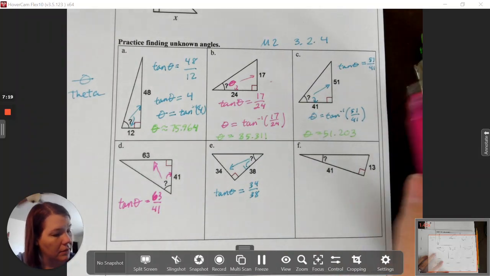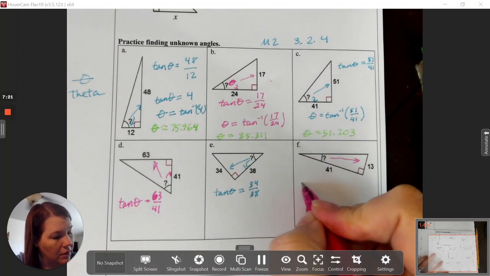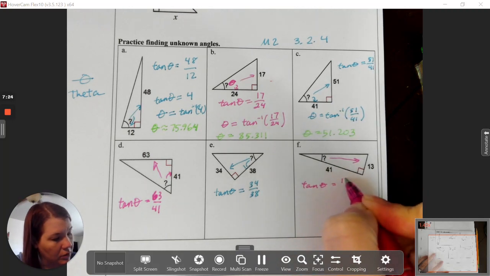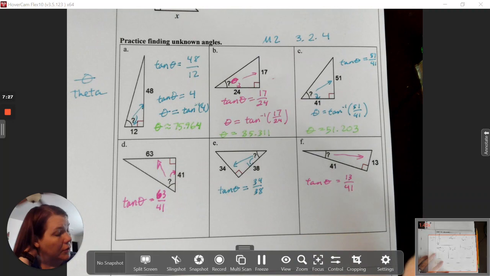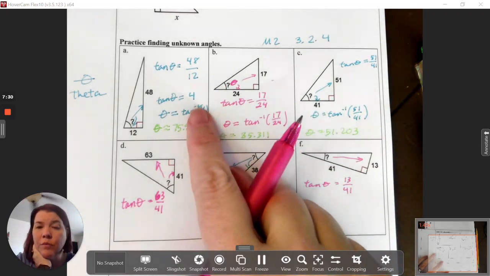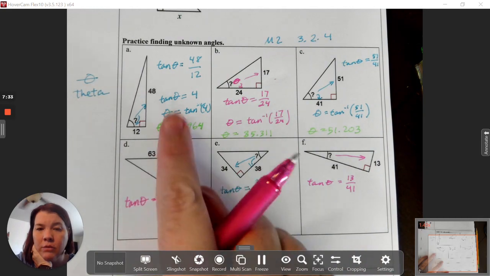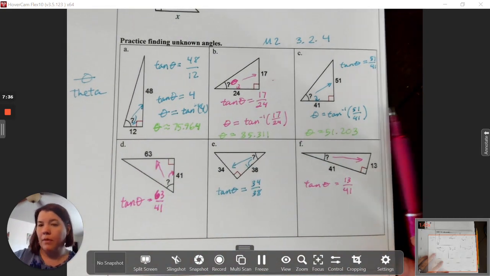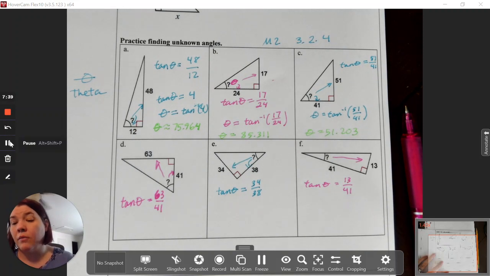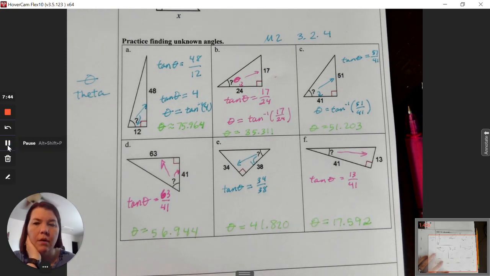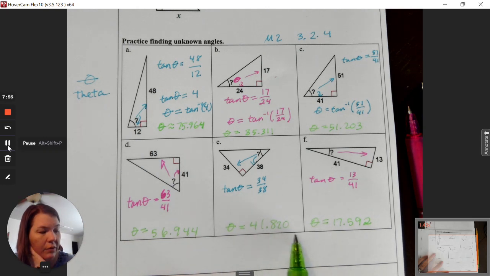And then last, this one: tangent theta equals 13 over 41. Now what I want you to do is take a minute and decide what you have to type in your calculator to find out what theta is. Look at what we did before and see if you can come up with that. I'm going to pause the video and I'll have answers on here in like 2 seconds. If you don't pause, you're going to get the answers. So I've got theta equal to 56.944, 41.820, and 17.592.